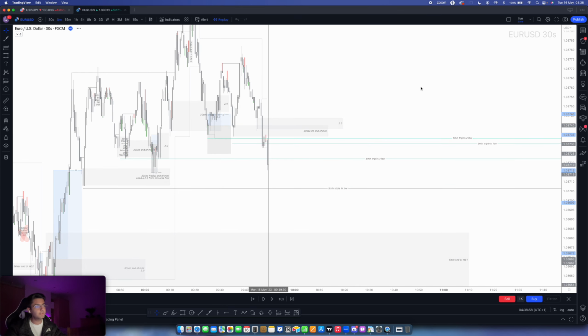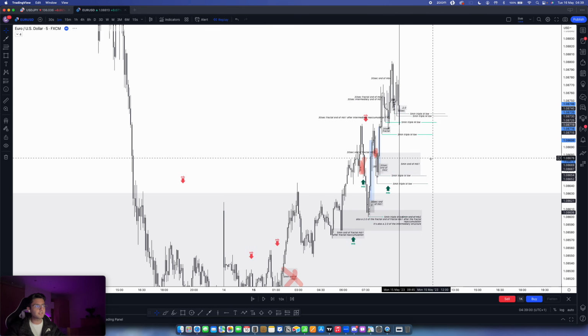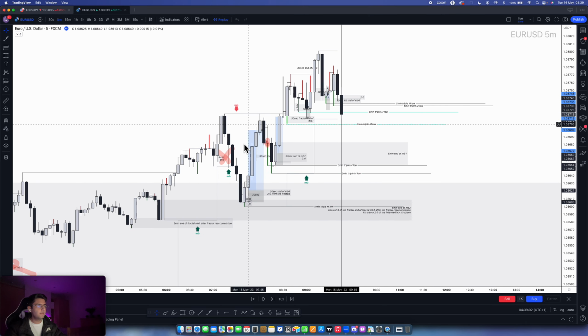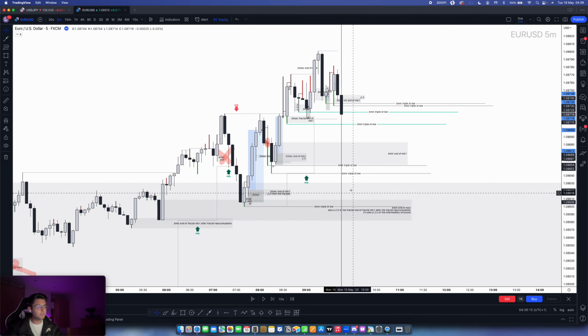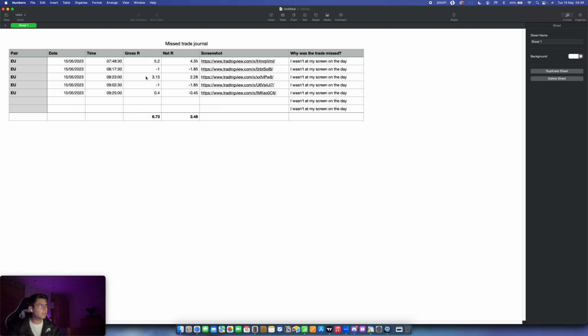So I'm now back to the 5 minute, and I'm looking for 5 minute setups now, basically. So yeah, these setups, debatable. Price was very wicky, at least for these last couple, but these setups are definite. So overall for the day, from 7:30 till about 10 a.m., this would have been a 6.73 gross R and net R of 2.48-ish, which is very realistic, very possible, and very doable.